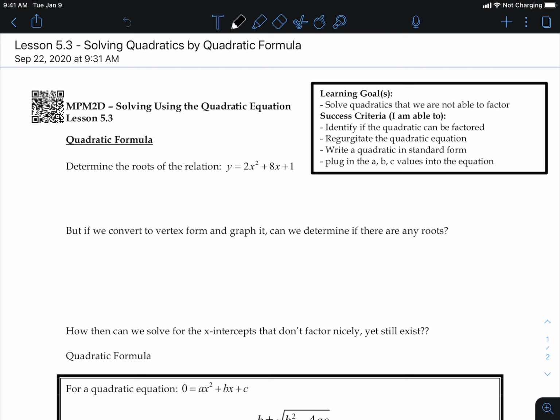Remember what we're doing here. I'm going to try and factor this first one. It ain't going to happen, but we're going to prove it ain't going to happen. Okay? Here we go.